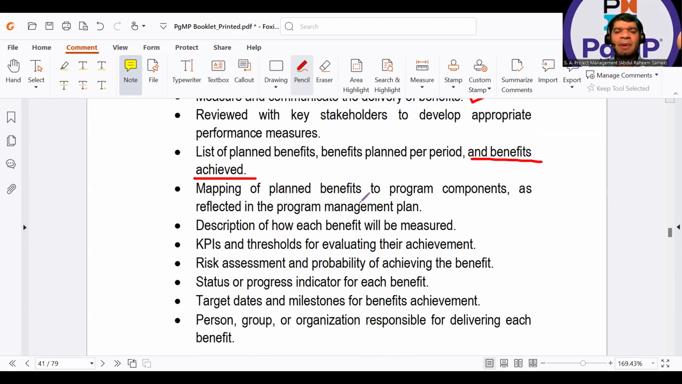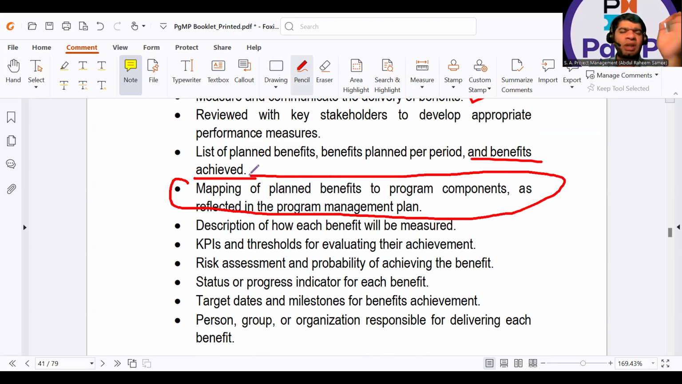Mapping of the planned benefits to program components as reflected in the program management plan. Very quick, straightforward question. What will you present to the benefit to the stakeholder or your key stakeholder? That shows the mapping of planned benefits to the components. Means which benefit will be realized from which component. That is the meaning of this line.